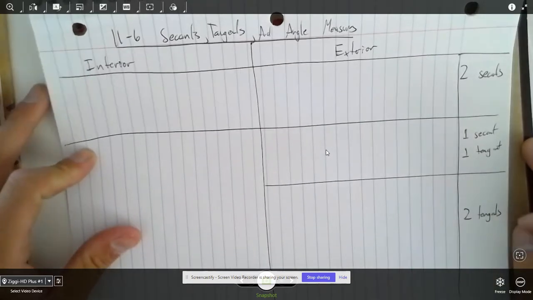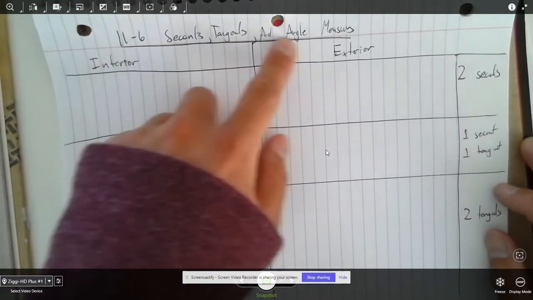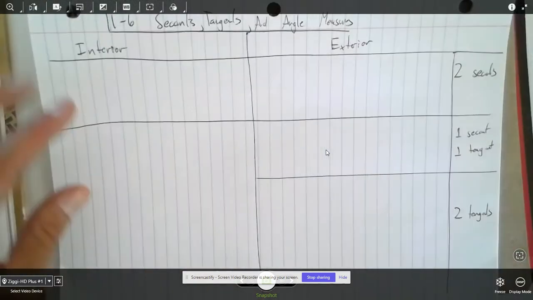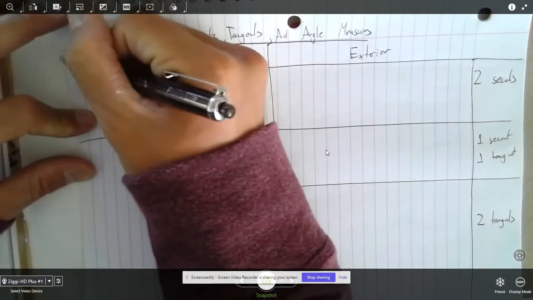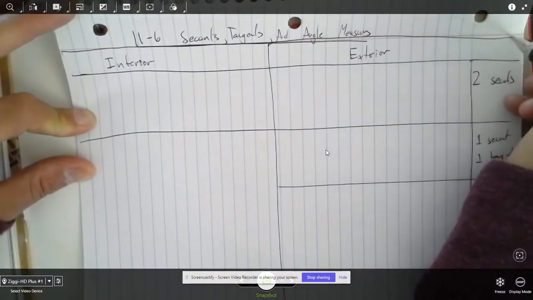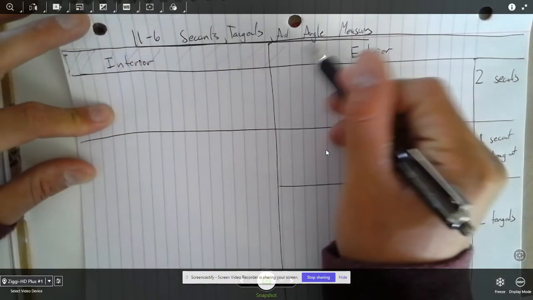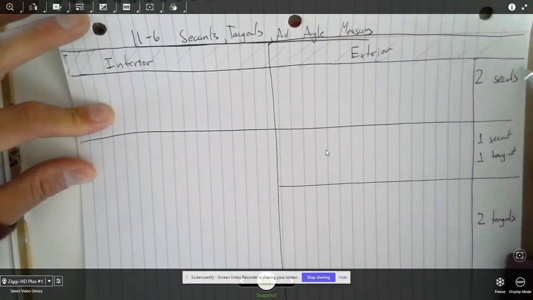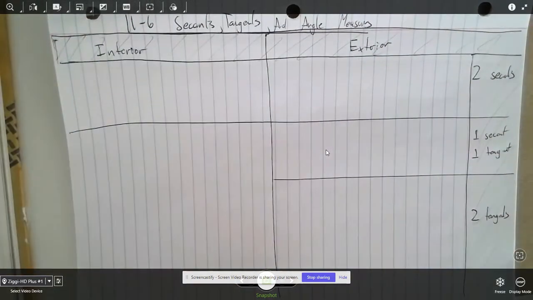If you want to pause it, you can. This is 11-6, secants, tangents, and angle measures. And then I want you to write at the top of your table here, horizontally, so you have enough room to write your notes. This is just the labeling here, and then this here as well. And then these squares we're going to fill in. So there's going to be quite a bit of content to go through.